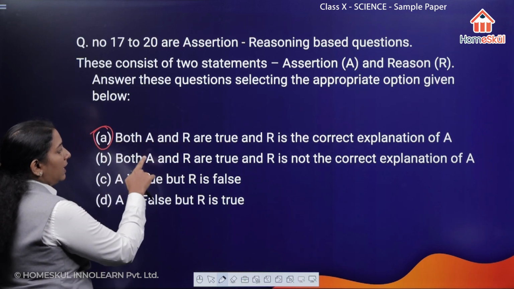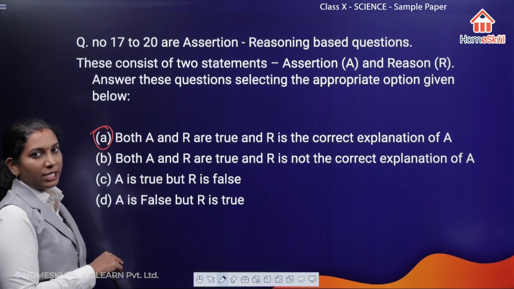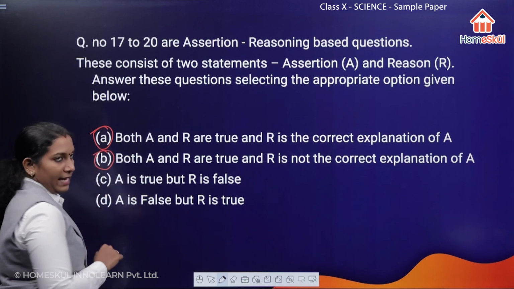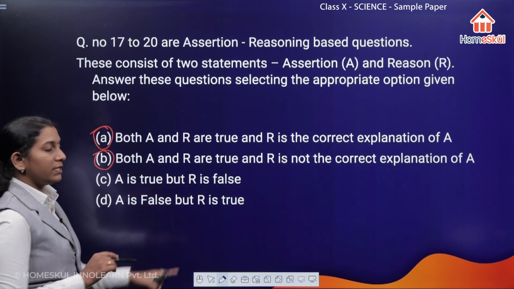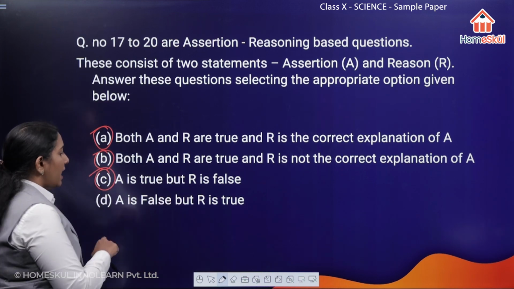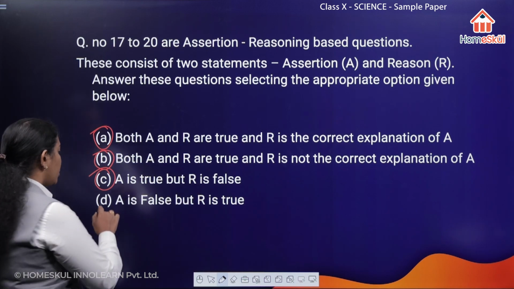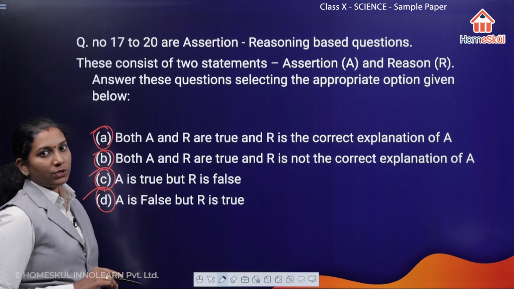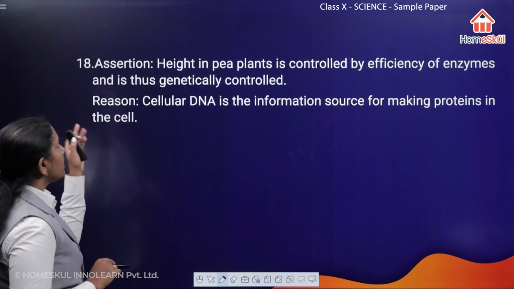If both assertion and reason are true and the reason is not the correct explanation of the assertion, then you can choose option B as the answer. If the assertion is true but the reason is false, then you can choose option C. And if the assertion is false but the reason is true, then you can choose option D. So this is the assertion-reason type of question. Let's see the assertion and reason first.